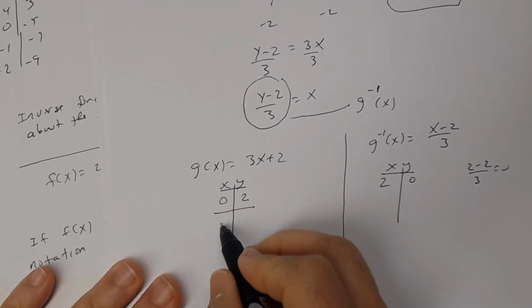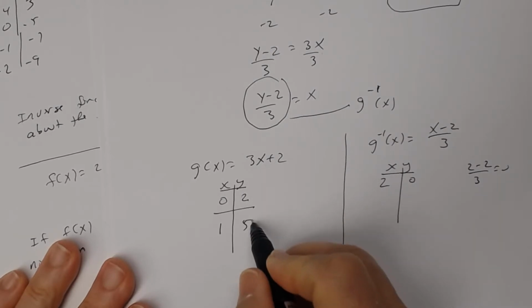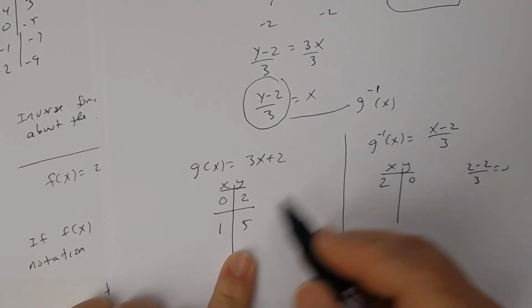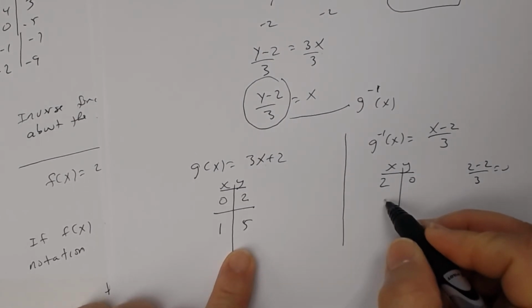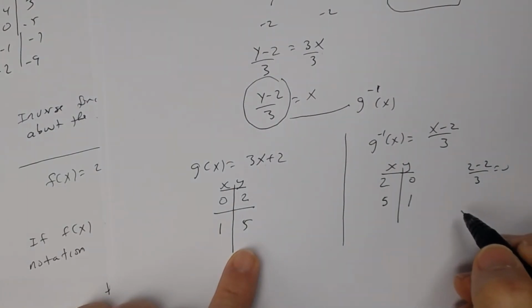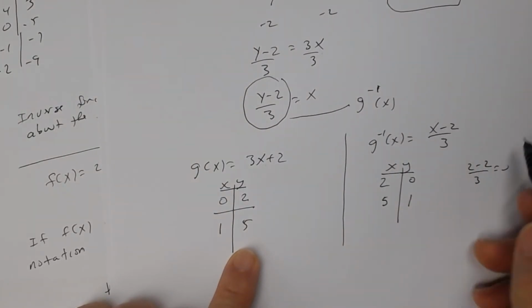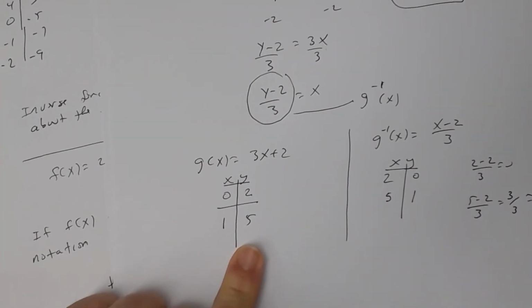Over here, if x is 1, 3 times 1 is 3. 3 plus 2 is 5. Remember, the inverse undoes it. So if I start with 1 and get 5, then I want to undo it. I want to go from 5 to 1. Let's check. 5 minus 2 divided by 3. 5 minus 2 is 3. 3 divided by 3 is 1. And so I get that back.